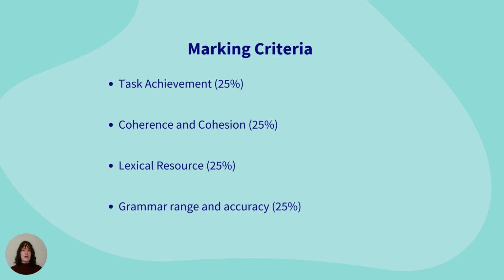Now, let's review the marking criteria. Remember, there are 4 marking criteria for Task 1, and each is worth 25% of your total score for Task 1. When you are completing your example question today, I suggest trying to identify your area of weakness so that you can work on it. In later lessons of this video series, we will be looking at how you can improve each area in more detail. As always, you can find a link to the full marking criteria in the description box, so make sure to check that out.